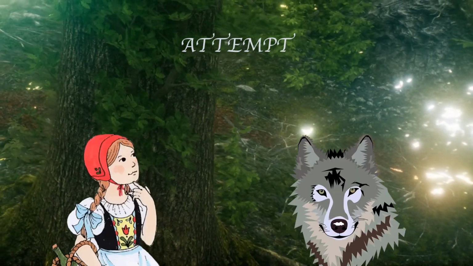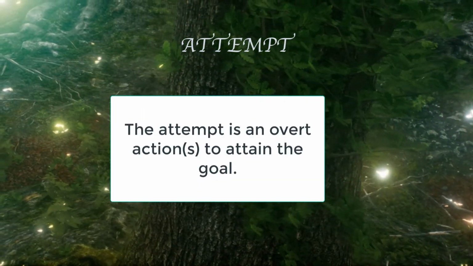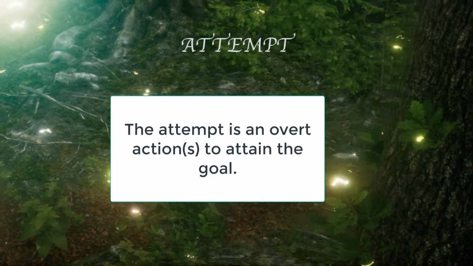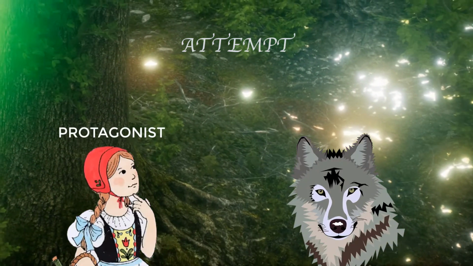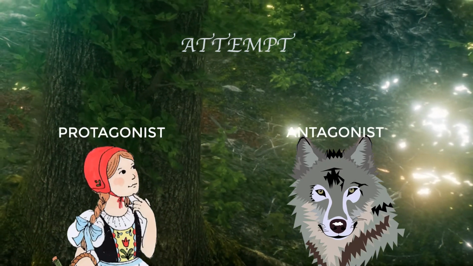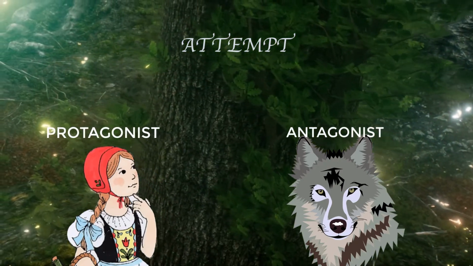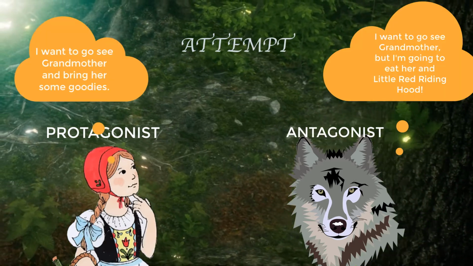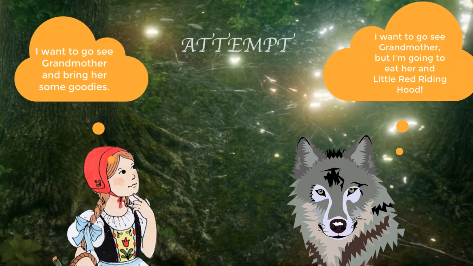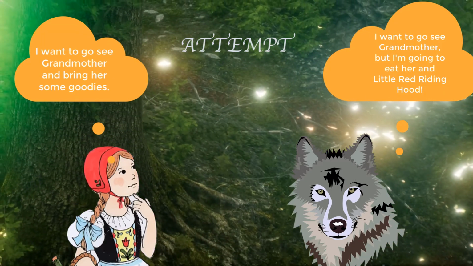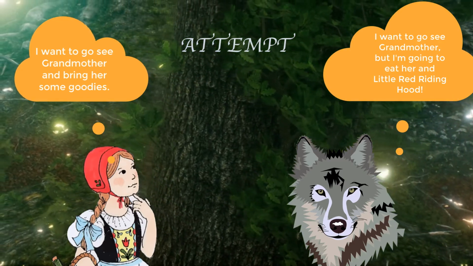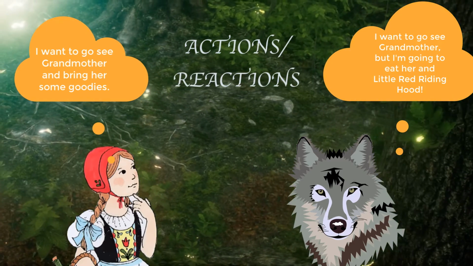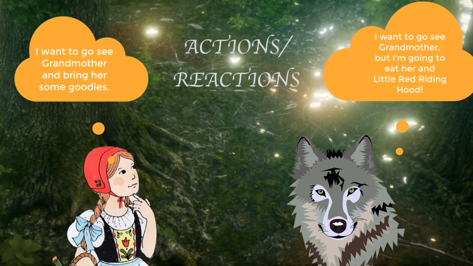And here we go into the attempt. The attempt is an overt action to obtain the protagonist or the antagonist's goal. Here we would say that the protagonist is Little Red Riding Hood and the antagonist is the wolf. This internal response triggers a series of events in each character's attempt to achieve their goal, leading to some type of conflict. Throughout the story, you will notice the characters' actions and reactions as they attempt to fulfill their goals.